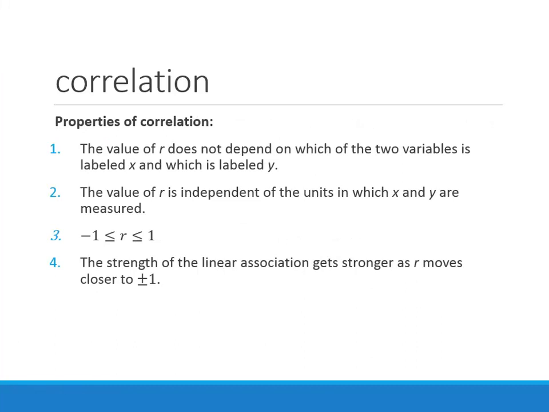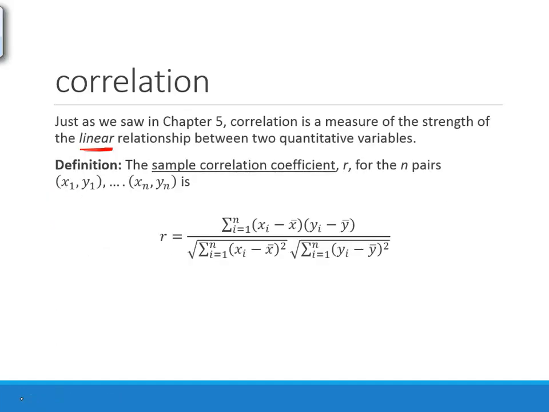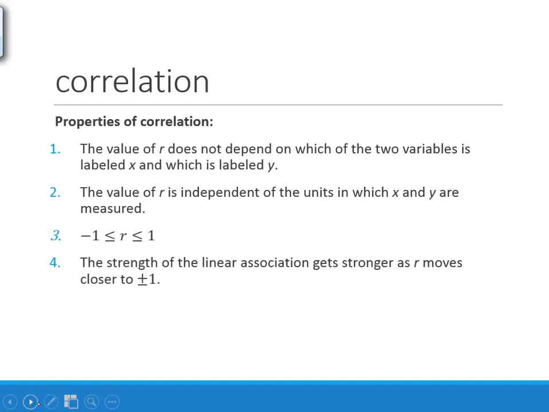The value of R doesn't depend on the units in which x and y are measured. So whatever the units are, we have a standardized way of measuring the relationship between them. Whatever the original units are, correlation doesn't have any units, and you can see that here. You have the units on top, and you're dividing by units as well, so the units cancel out of this formula.